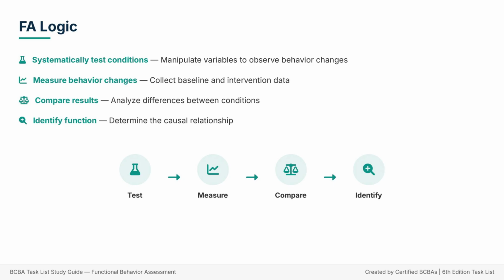The logic of functional analysis follows a systematic sequence. First, we manipulate conditions by introducing or removing variables. Second, we measure behavior under each condition. Third, we compare results across conditions. And finally, we identify the function based on which condition produces the highest responding. This experimental approach allows us to move from correlation to causal understanding.